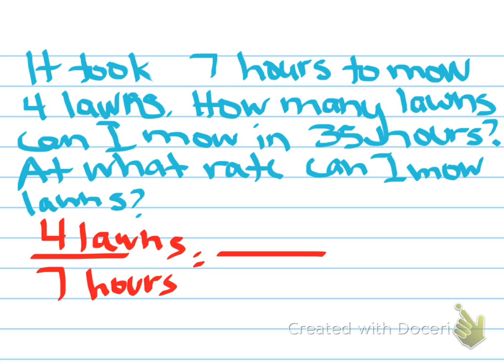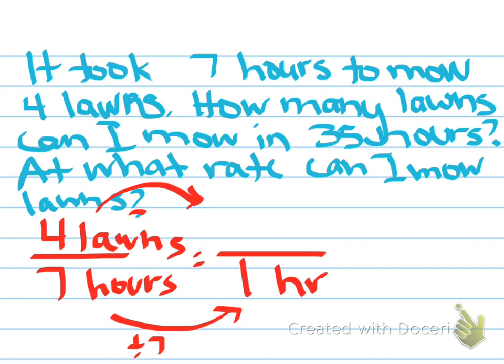Time is always on the bottom, and I know I'm going to make this into a unit rate, so I'm going to say 1 hour. And to be able to go from 7 hours to get to 1 hour, I divide by 7. And so what I do to the bottom, I do to the top. Now obviously 4 divided by 7 isn't a fast math kind of thing, so you should have had to show your work on a slide.